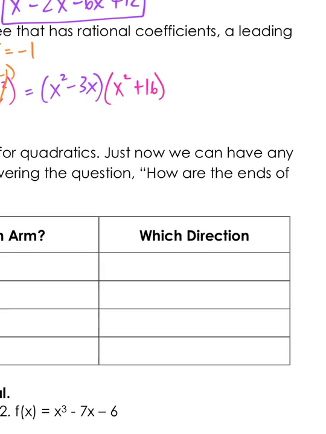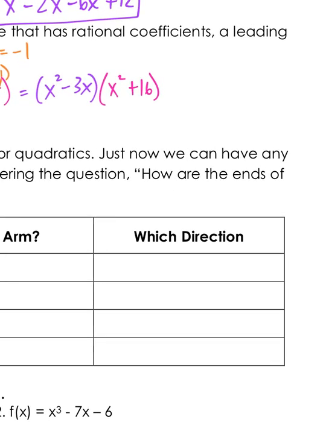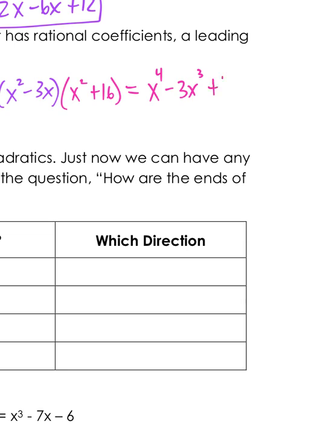And now I'm going to multiply those together. Now again, you can use the box method, you can use FOIL, you can use distributive property, totally up to you what you choose to do. It should give you an answer of x to the 4th minus 3x to the 3rd plus 16x squared minus 48x.